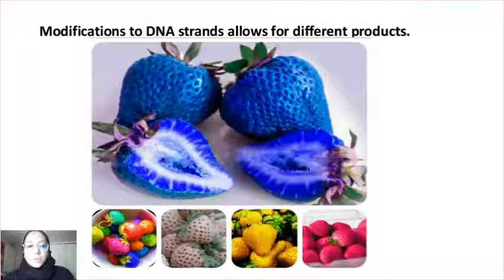So now that we know a little bit about how genetic engineering looks in the natural world and then also in the lab, we can look at the different ways that genetic engineering impacts our lives. So modifying DNA strands is essentially what allows us to create cool and new products, like blue or yellow strawberries.